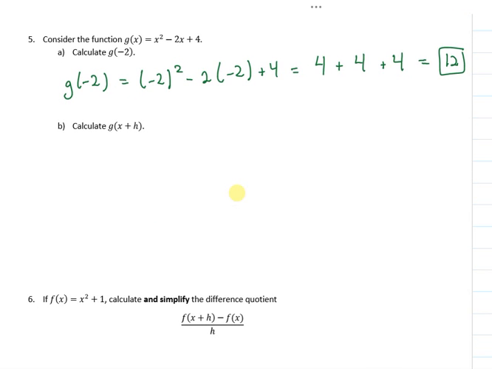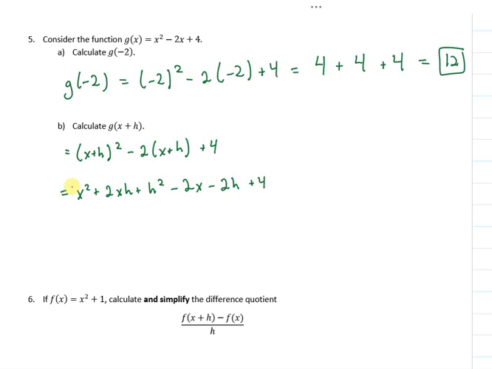Okay. For g of x plus h, I'm going to plug x plus h in. I get x plus h squared minus 2 times x plus h plus 4, which is x squared plus 2xh plus h squared minus 2x minus 2h plus 4. I don't have any common terms, so that's it.